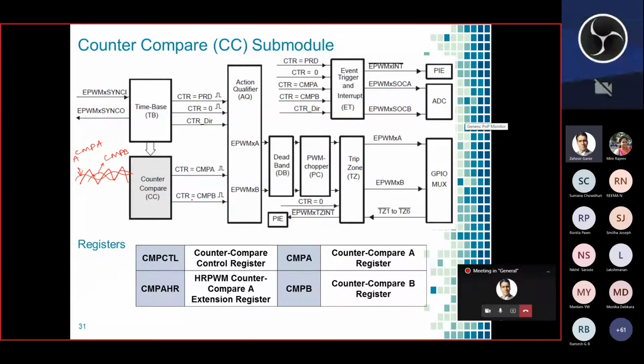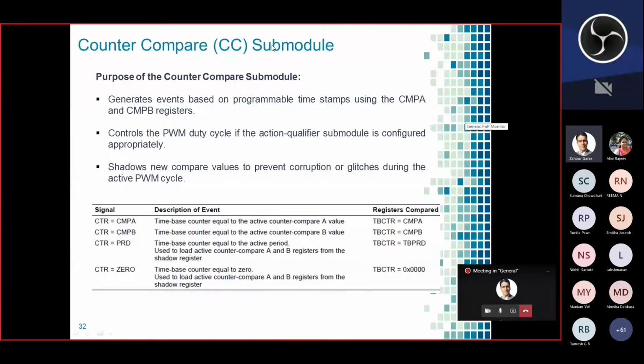So this time base is for generating the triangular waveform with some switching frequency Fs, and this is for generating the reference waveform. That compare value you can give here. Then comes the action qualifier. This is the most important thing, the action qualifier.